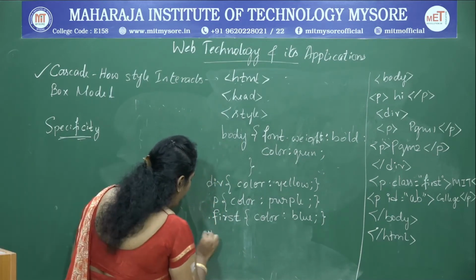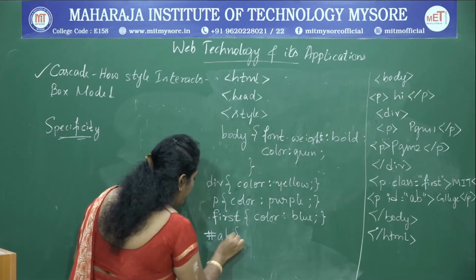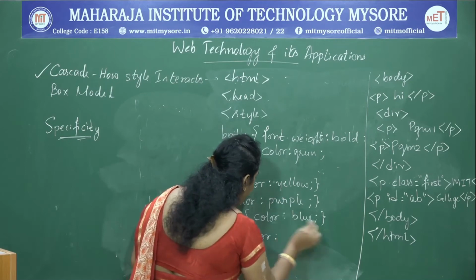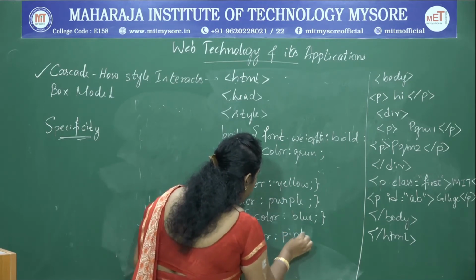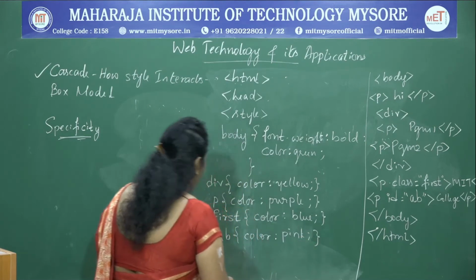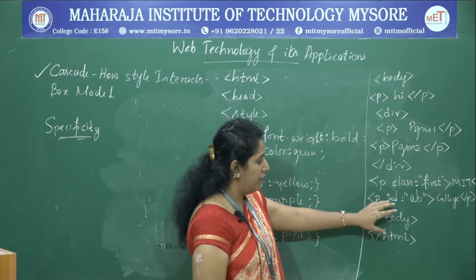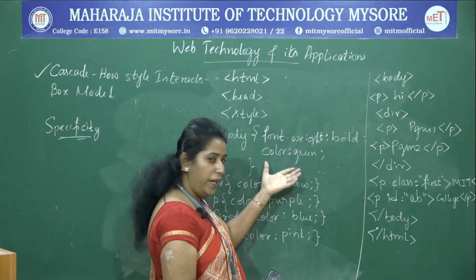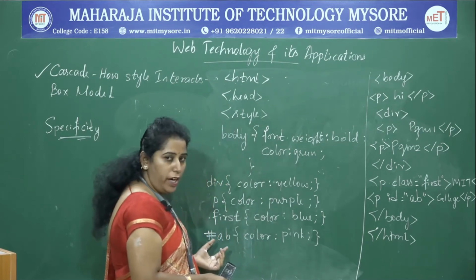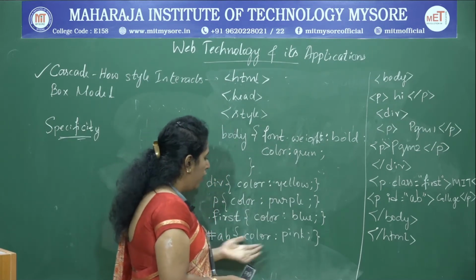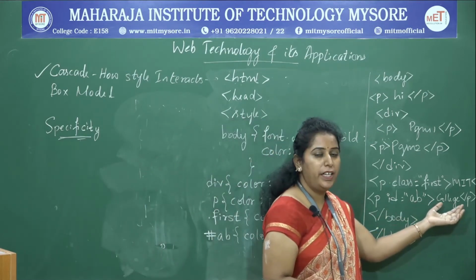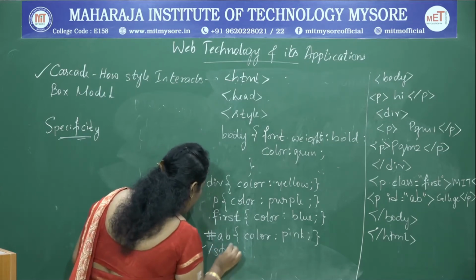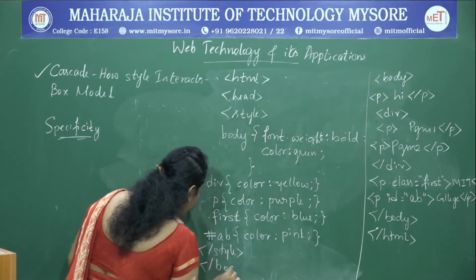Now, ID selector, ID name A. I am going to give a color, something like pink. Now what happens? This ID is also within body. Body color I have set as green, but ID is going to override. This is how it is working. Finally, this content will be printed in pink color. Okay, finally close style, also close body.